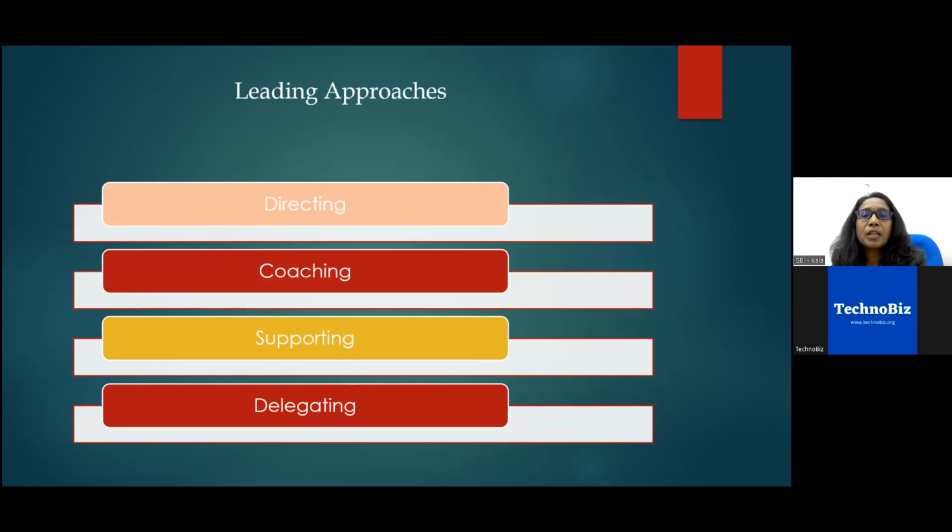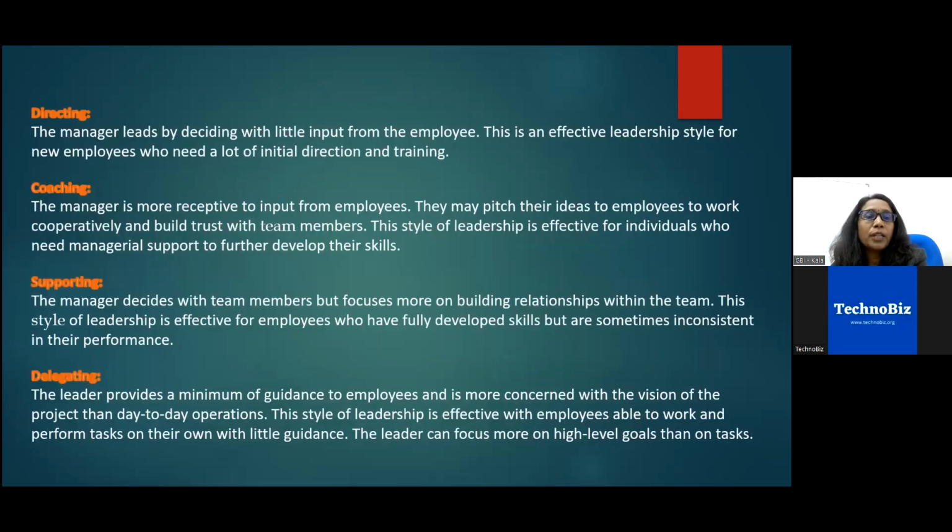Okay, just now we looked into planning, coaching, and coordinating, and now we are looking into leading approaches. Directing, coaching, supporting, and delegating. These are the four types of leadership styles that managers usually incorporate, changing their management to adapt to different situations. Okay, let's look into the detail.